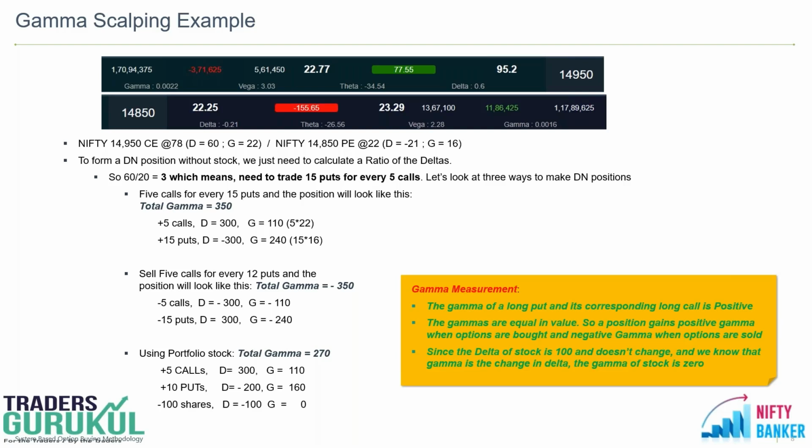But what we have done here is gone long in the whole scheme of things. Now, secondly, what you can do, let's say sell 5 calls, just the opposite of it. What we did here was go long, and now you are going short. So 5 calls, same thing, delta is minus 300, minus 15 puts, delta is 300. Then we have how much? We're talking about gamma, same multiplication, 240, and this is the addition.